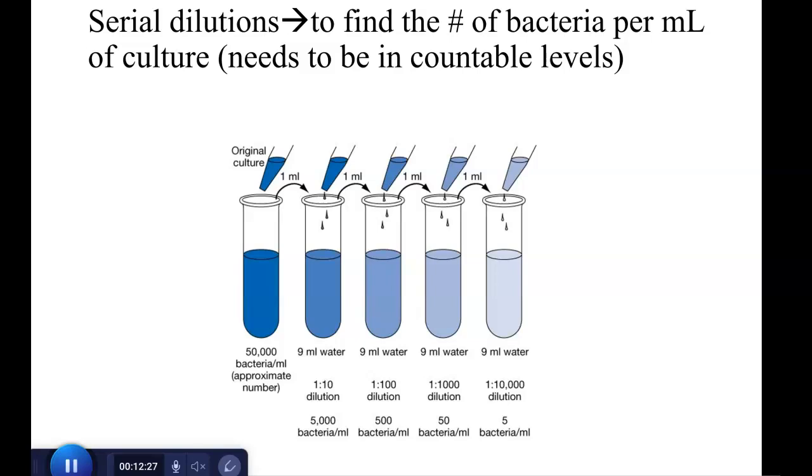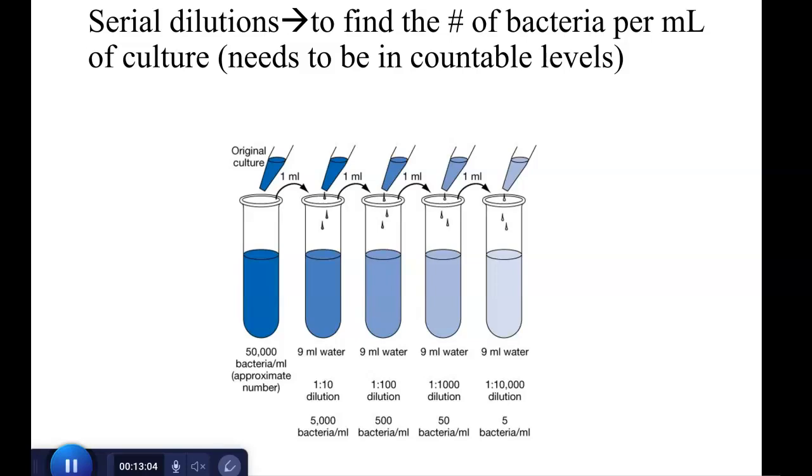So if you take a look at this picture, this is where we're actually doing a serial dilution. We're taking from one sample and putting it into sterile water and diluting the sample, so diluting the number of colonies. If we were to do a count on that original culture, there's 50,000 bacteria per mil. That's the approximate number. That is way too many to count. That's way outside of our sweet spot of 25 to 250 CFUs. So we would do a serial dilution.